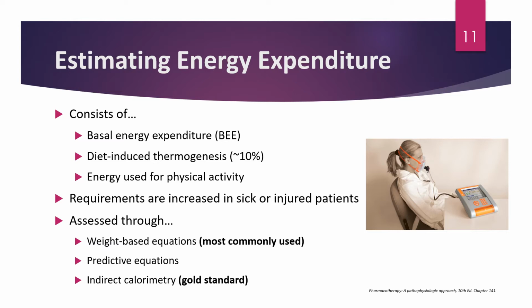And indirect calorimetry, which is actually what we consider the gold standard. And the picture on the right here is actually a picture of the machine, the indirect calorimeter, that performs indirect calorimetry. What this machine actually does is it measures the intake of oxygen into a patient and the expulsion of carbon dioxide, just normal breathing processes.